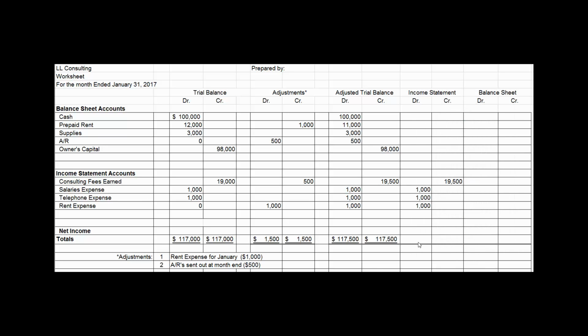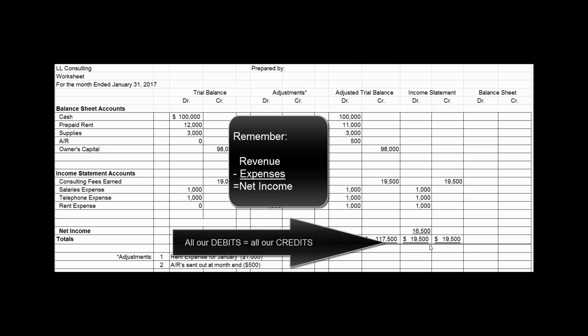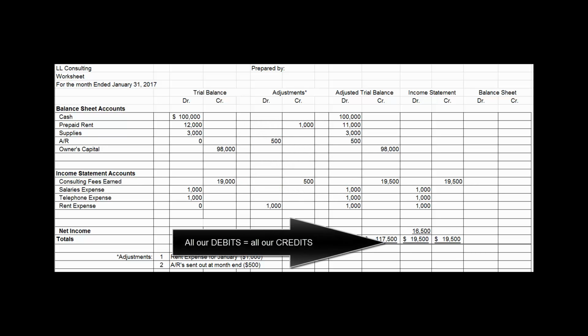All right, so are these 2 columns going to equal each other? No. Unless we exactly broke even, our revenue is going to be more than our expenses, or our revenue is going to be less than our expenses. So sure enough, we have $19,500 worth of revenue and $3,000 worth of expenses. So what's our net income? $19,500 minus $3,000 is $16,500. So when we add $16,500 to the left-hand side, we end up with debits and credits that are exactly equal.